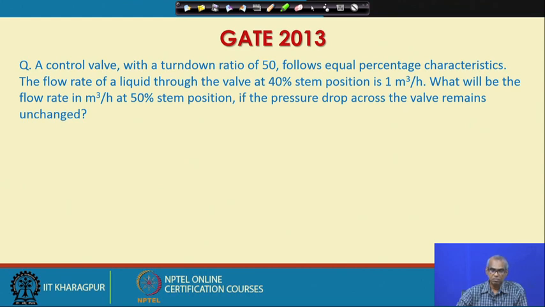In the previous problem, flow rates for 2 valve opening instances were given. Here what is given is flow rate in a particular stem position or valve opening and the turn down ratio. So, a control valve with a turn down ratio of 50 follows equal percentage characteristics. The flow rate of a liquid through the valve at 40% stem position is 1 meter cube per hour. What will be the flow rate at 50% stem position if the pressure drop across the valve remains unchanged? So, again remember the characteristics of equal percentage valve, that for each increment in the valve lift, the flow rate increases by a fixed percentage of the previous flow rate.